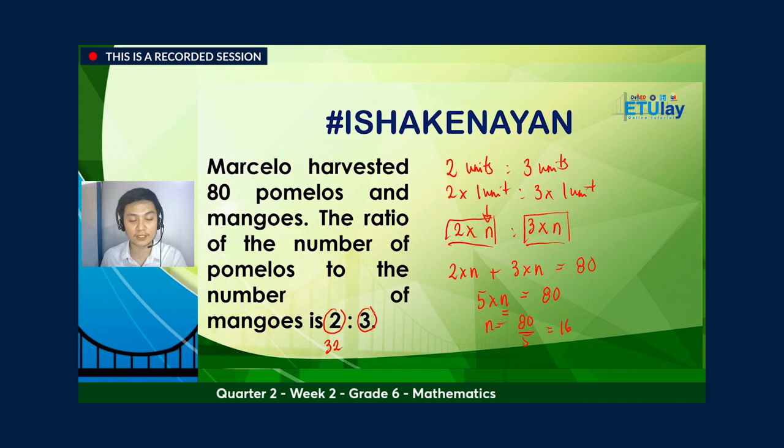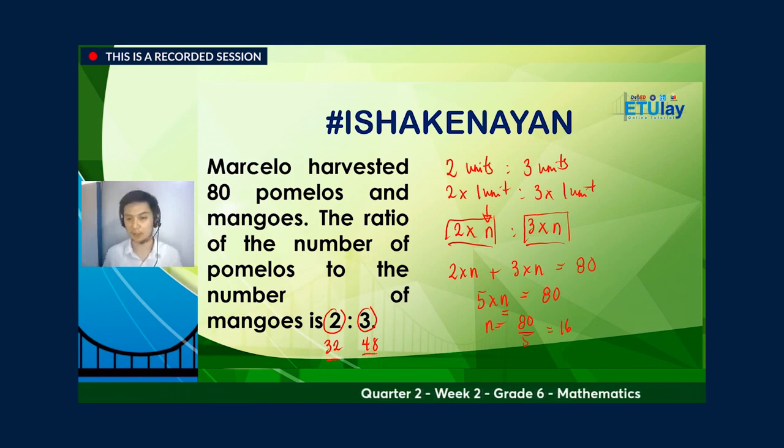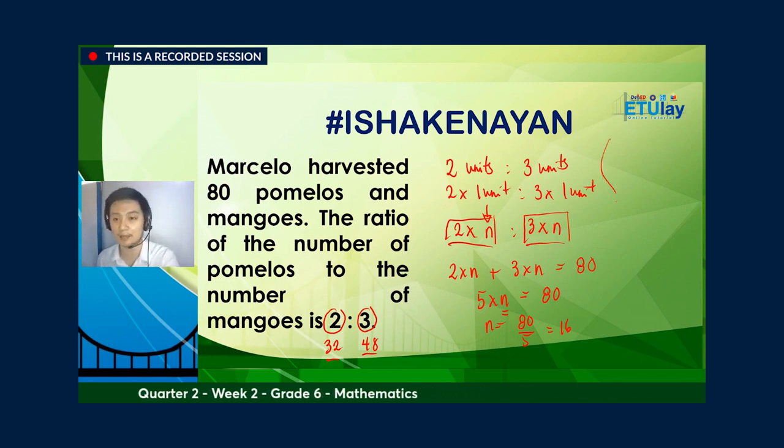At kung 3 units ito, at kada unit ay 16 nga, 3 times 16 ay 48. Ito na ang sagot, 32 pomelos and 48 mangoes. Ngayon, para mas mabilis tayo mag-solve, ito lang ang simpleng gagawin natin.